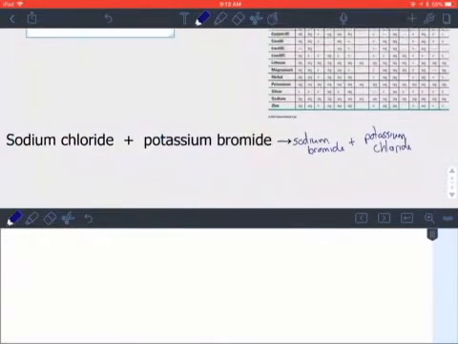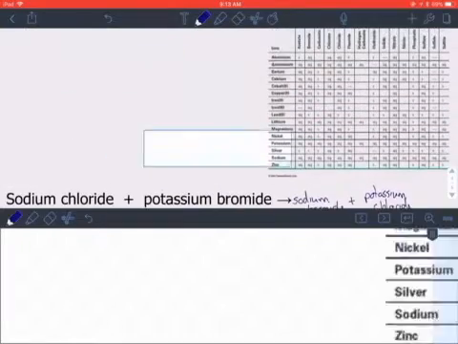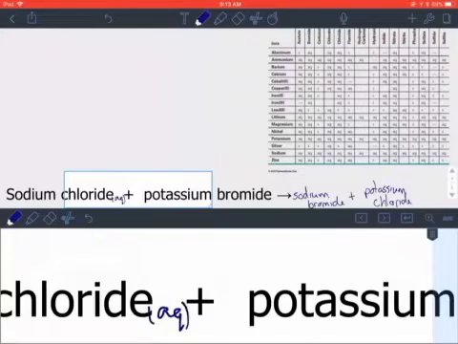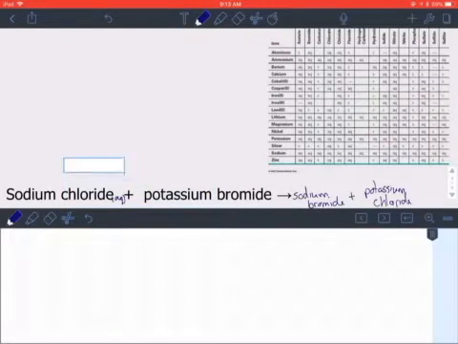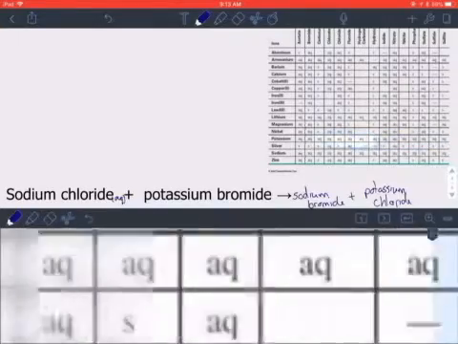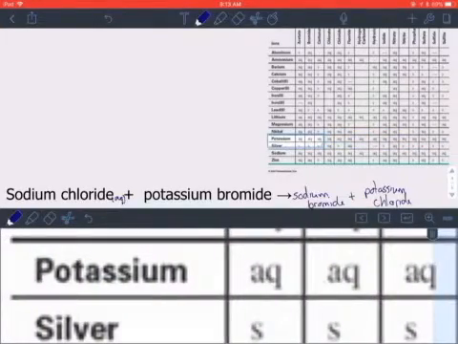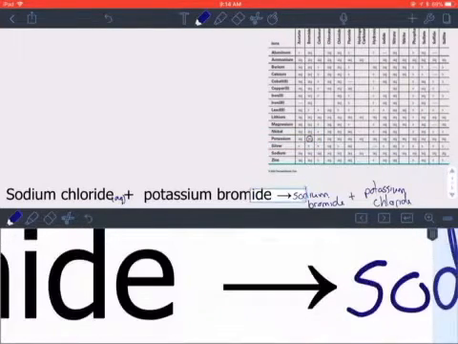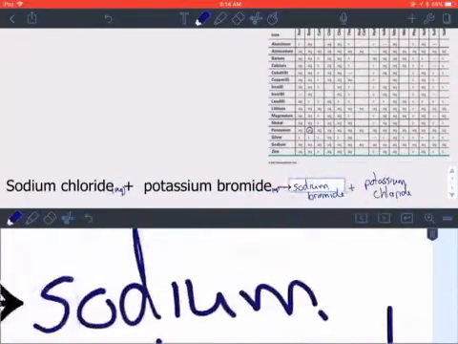Well, we already checked sodium chloride. It's right down in there. It's aqueous. And now if I check potassium bromide, but if you recall from the other day, all potassiums are aqueous. Bromide is right there on the side. You'll notice it is aqueous. So that's aqueous. And now let's check the products.